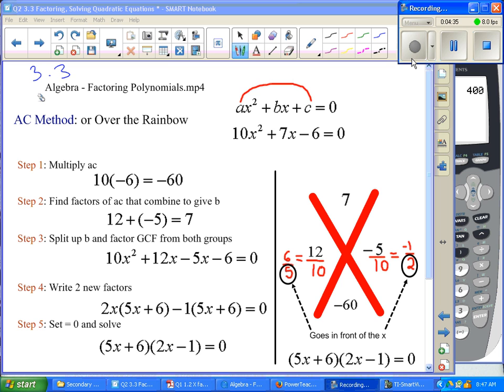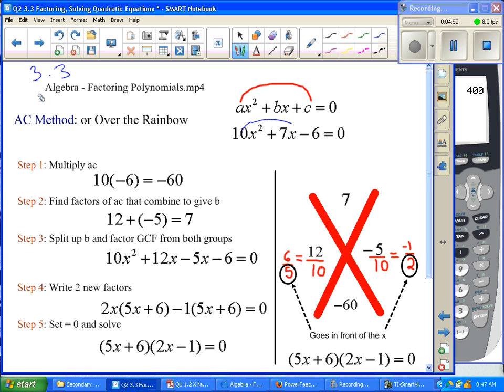Okay, so in this case, since it's not a 1 in front of the x squared, his umbrella method says, and some people call it over the rainbow because it kind of looks like a rainbow also, you always multiply those numbers together. So I would multiply the 10 with the negative 6, and then that goes down here. So this is the same as the 10 times the negative 6 for the negative 60.